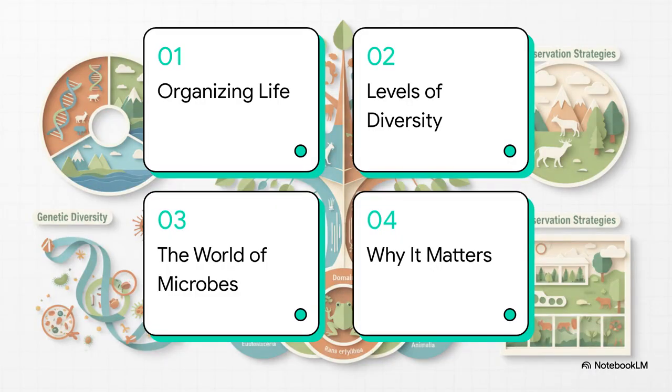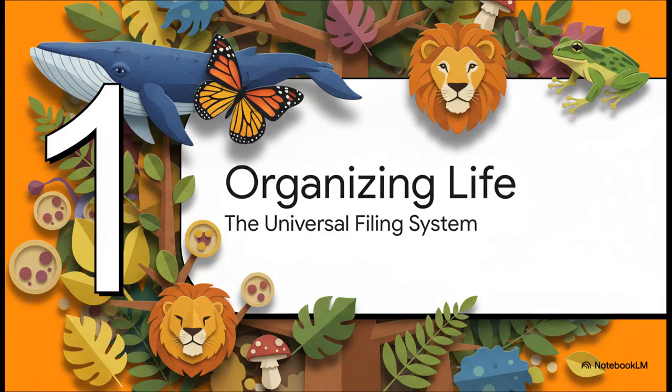Okay, here's how we're going to tackle this. First up, we'll look at the universal filing system that scientists use to organize everything. Then, we'll unpack the different layers of diversity, because it's not as simple as you think. After that, we'll zoom way in on the invisible world of microbes. And finally, we'll tie it all together and see why any of this really matters for you and me. All right, let's jump right into our first section.